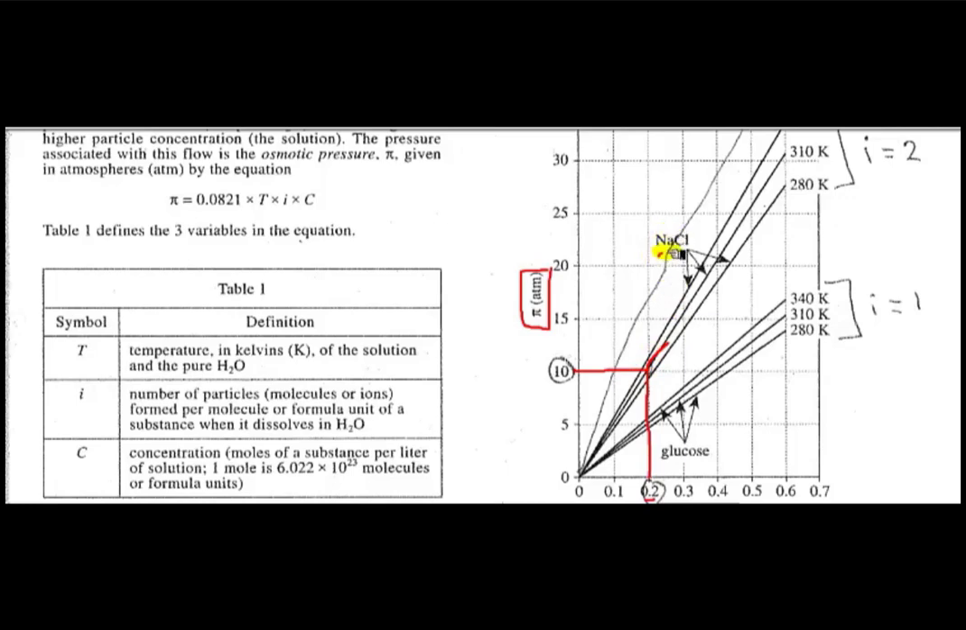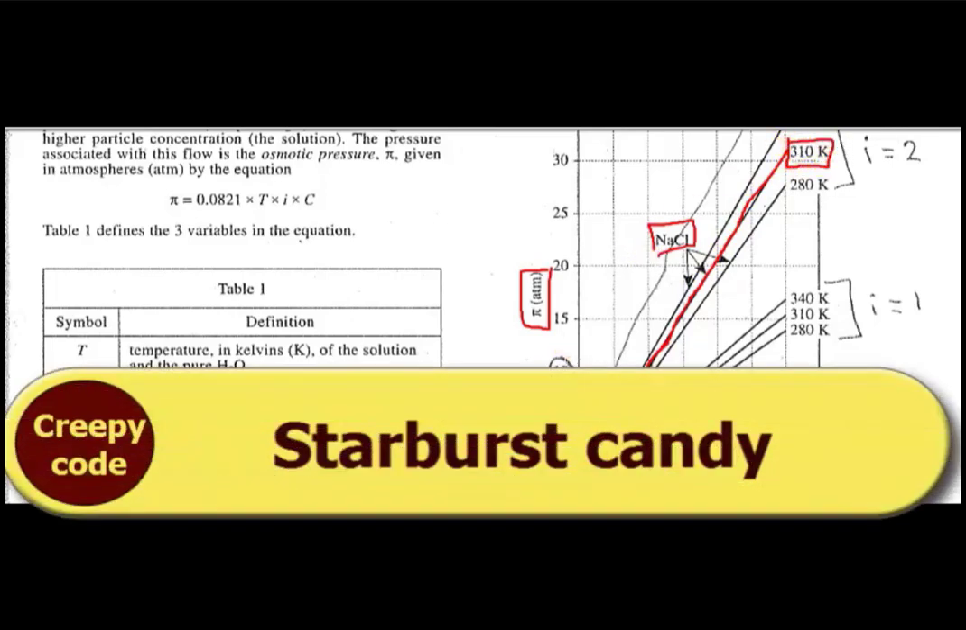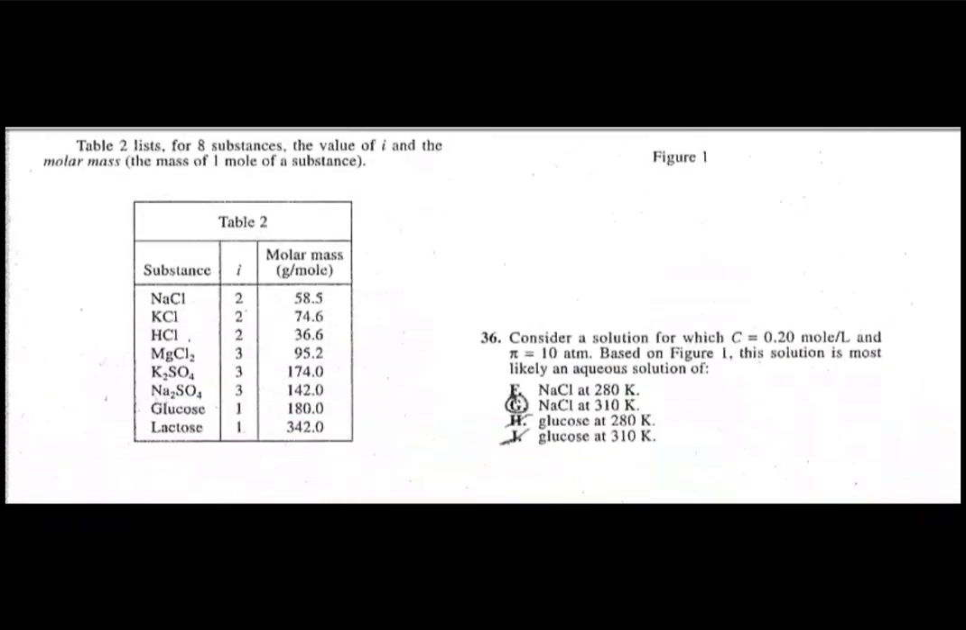If you look at this line, it's NaCl. And if we continued straight up the line here, you would see that this is 310 Kelvin. NaCl 310. That's our answer. Let's go down and see which one of those. It's G. That easy, kids. 36 G.